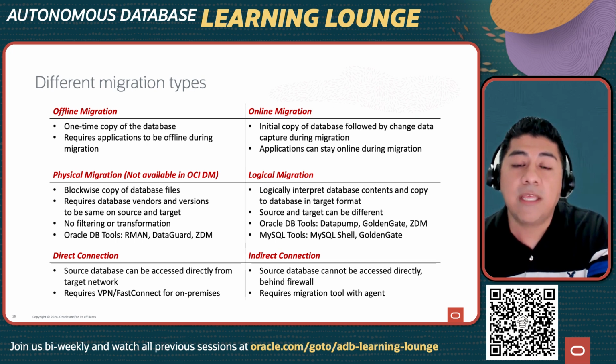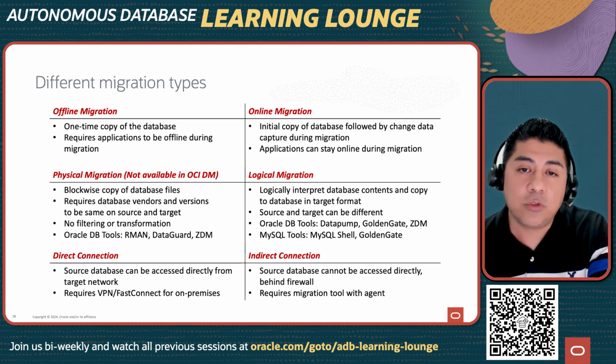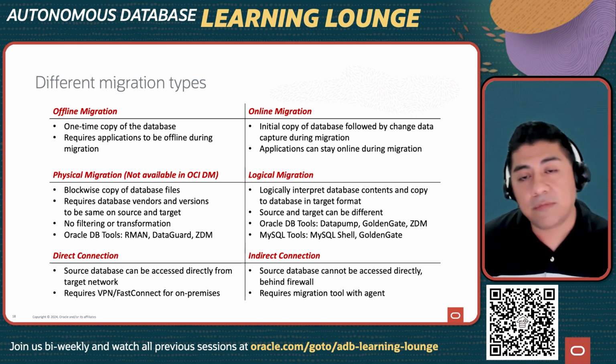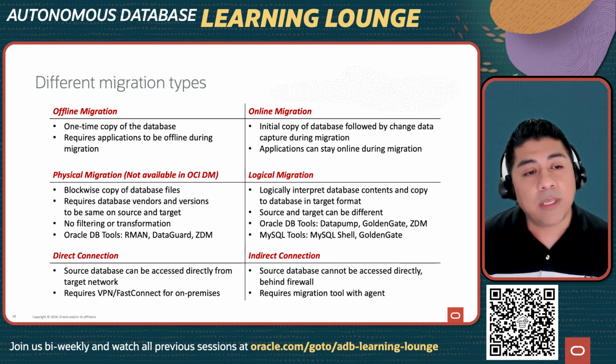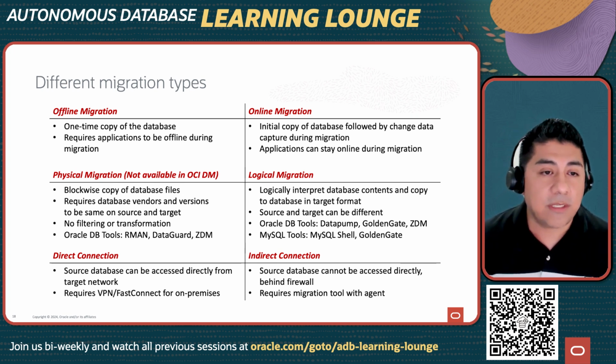With the help of GoldenGate, we can keep transacting and it's going to be replicated to the target. So these are the main differences between online and offline. Also, discussing physical migrations, I want to make sure that I highlight this. This is not available in DMS at the moment.